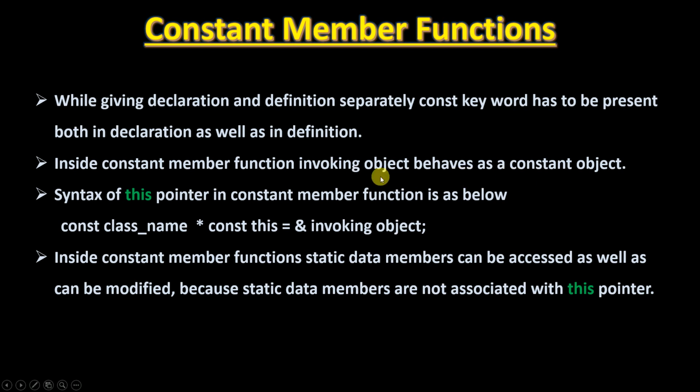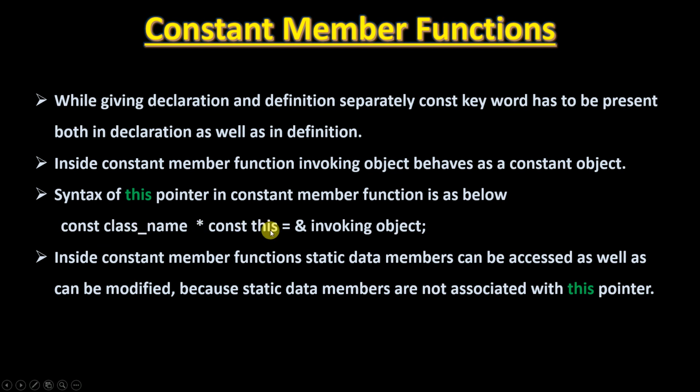So just make a note of this. I am repeatedly saying the invoking object behaves as a constant object. Why does it behave as a constant object? Because the type of the this pointer in a constant member function is as below: const ClassName * const this = address of invoking object. So the invoking object is treated as a constant object because the this pointer is a constant pointer to a constant object of the class type.